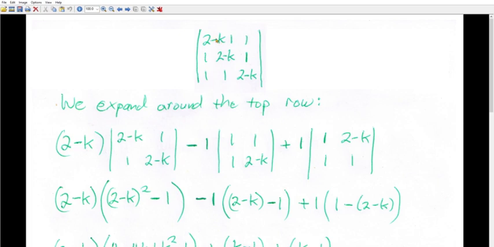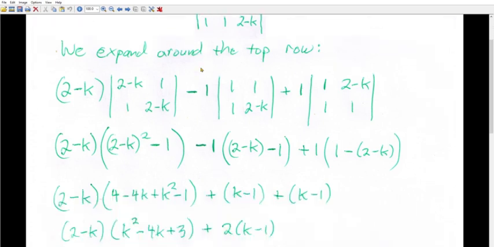Okay, so 2 minus K is in the 1, 1 position. That's positive, so we have a plus 2 minus K times this little 2 by 2 determinant. Then the 1 here is in the 1, 2 position, which is negative, so we have minus 1 times this little 2 by 2 determinant. And then the 1 here is in the 1, 3 position, which is plus, so we have plus 1 times this little 2 by 2 determinant. And now we just need to do some algebra.